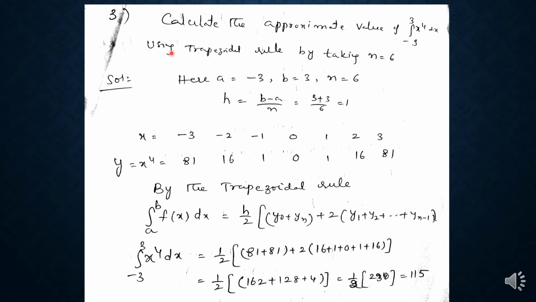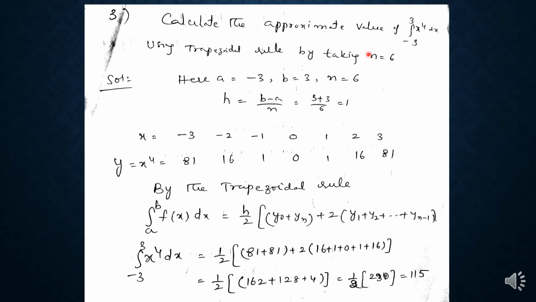Now by taking the table, here x value starts from minus 3 with the difference 1. So x is equal to minus 3, next value is minus 2, minus 1, 0, 1, 2, 3. Now find the y values.